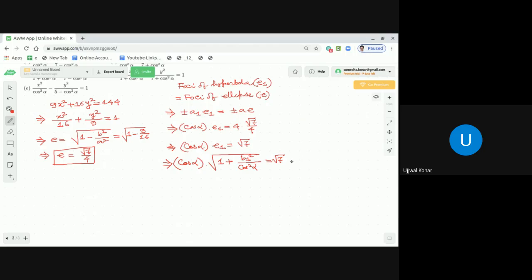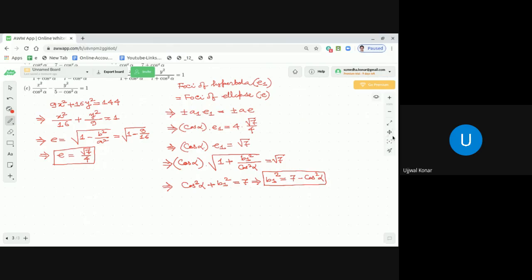So cos² α + b1² is equal to 7, correct? Because if you simplify, cos α will get cancelled. So we get cos² α + b1² = 7, and eventually we get the value of b1² = 7 − cos² α. So that is the value of b1², dear students.